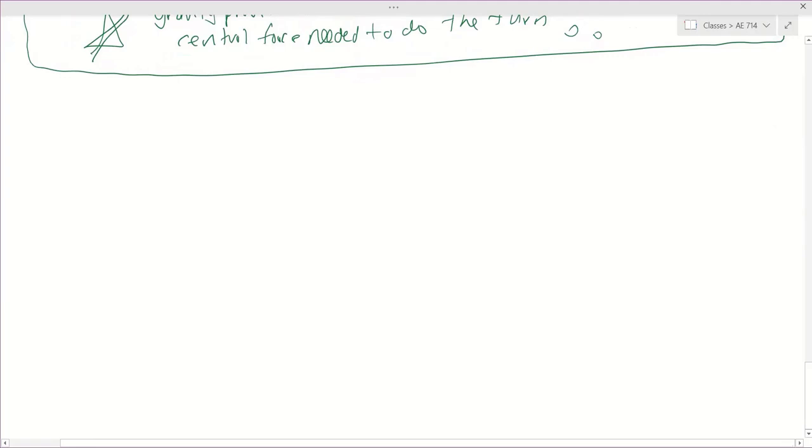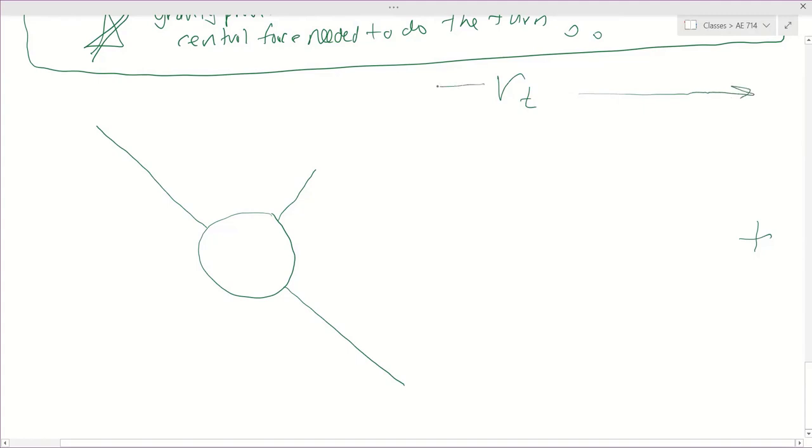All right, here we go with our picture. So draw this big. Need an airplane over here. And then here's the center of the turn. And so the turn radius is that distance over there.